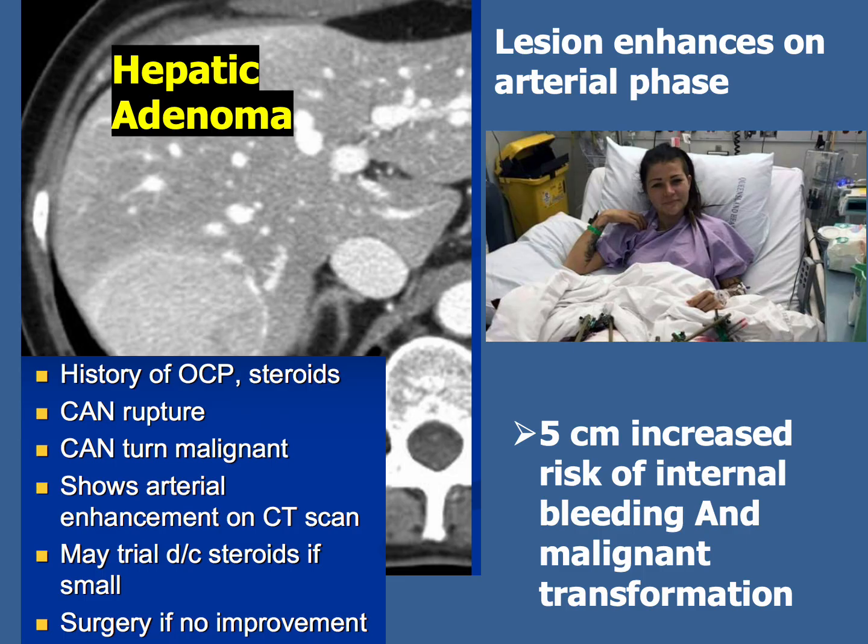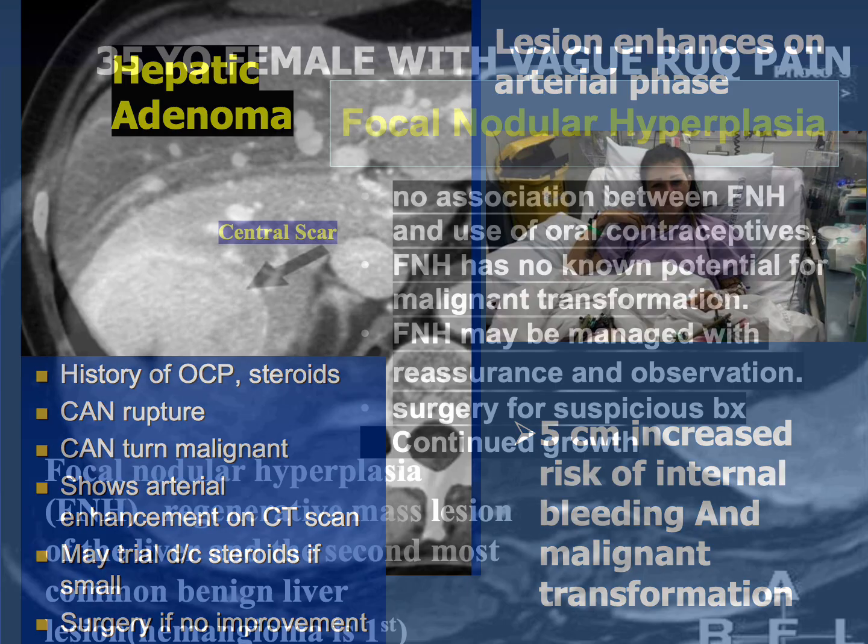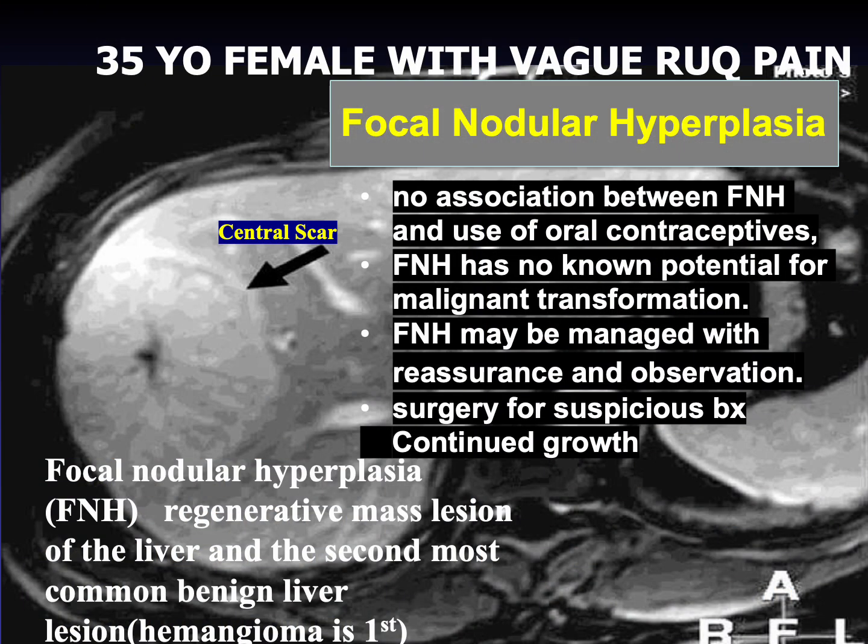Focal nodular hyperplasia, a benign liver lesion that's composed of a proliferation of hyperplastic hepatocytes surrounding a central stellate scar. FNH is the second most common benign hepatic lesion, accounting for approximately 8% of all non-hemangiomatous liver lesions. Typically, FNH is a solitary lesion that is more commonly seen in females.